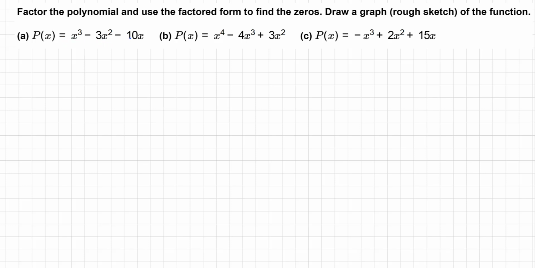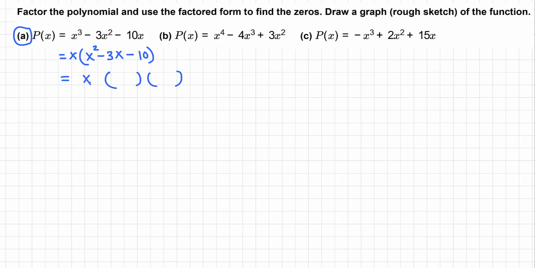Okay, so there are 3 terms here in part A, and each term contains x. So we can factor x out first. That leaves x squared minus 3x minus 10. Now this is a trinomial, degree 2. So if it factors, we'll have 2 binomials.